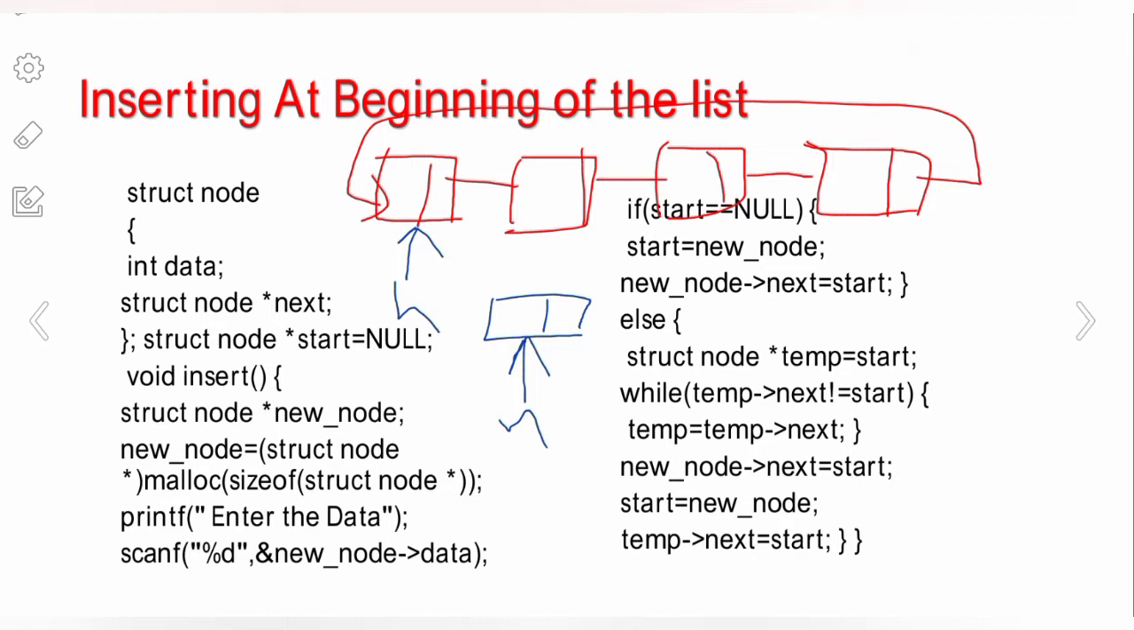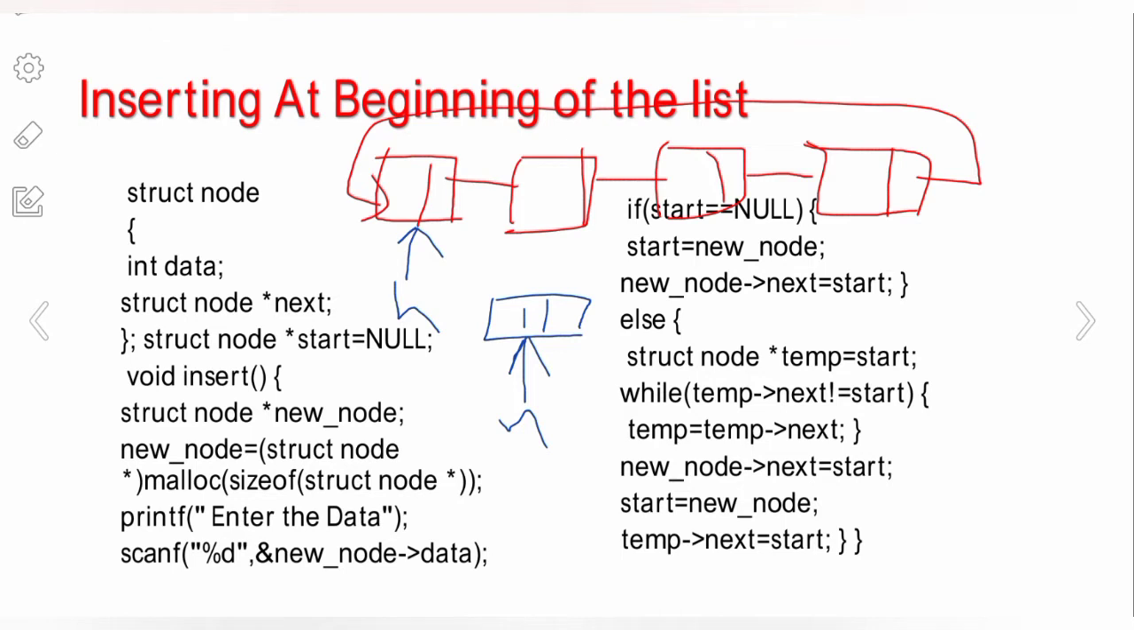When we are using the malloc function, it is going to allocate some memory for the new node. Next, printf enter the data. So here we are entering the data into the new node. Suppose I am going to enter the new node data as 1.